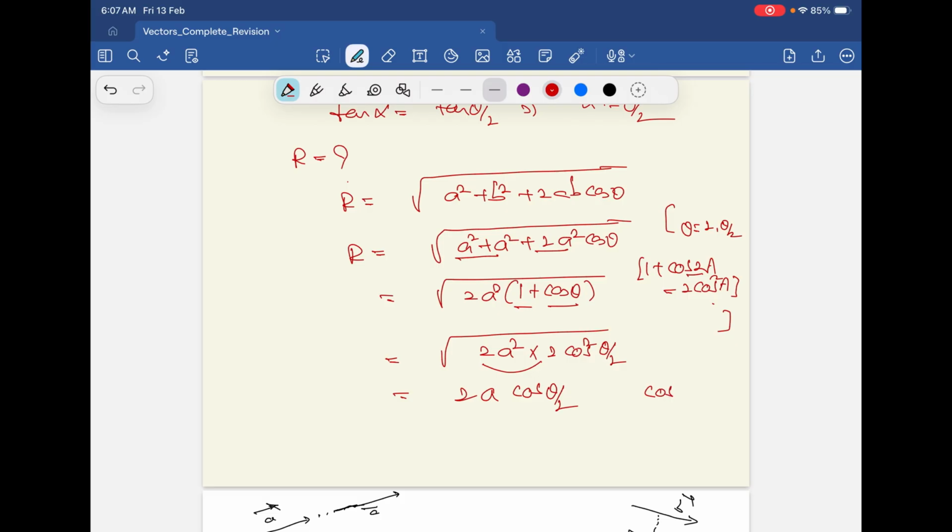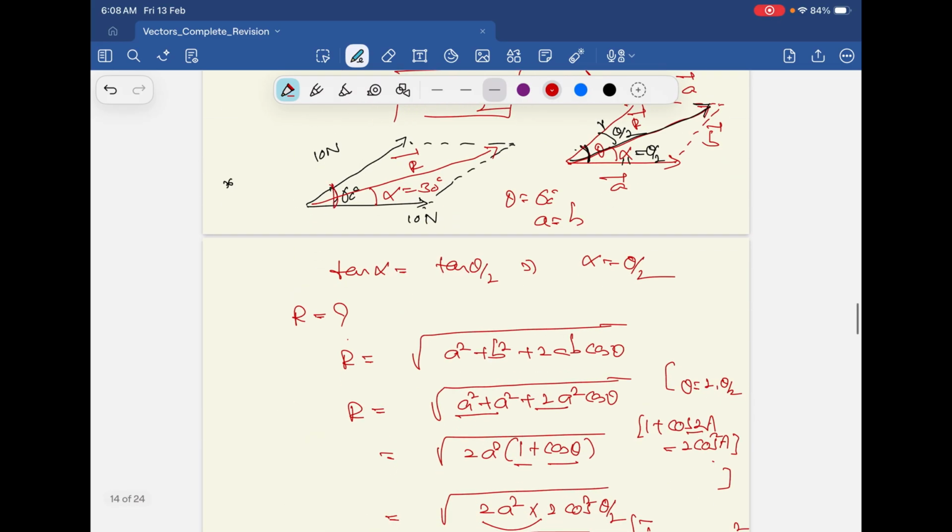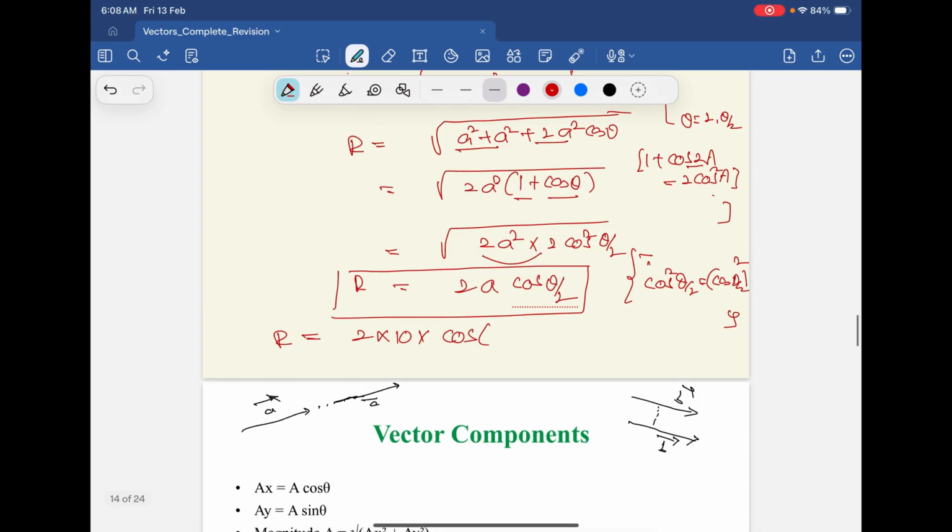So you can write down here cos square theta by 2 is equal to cos theta by 2 whole square. You can write like this in trigonometry. So when two vectors are of equal magnitude, resultant will be how much? 2a cos theta by 2. Now here each magnitude is 10 Newton. So 2 into 10 into cos. Angle how much? 60 degrees. Isn't it? How much angle I give? 60 degrees. So 60 by 2 is 30 degrees.